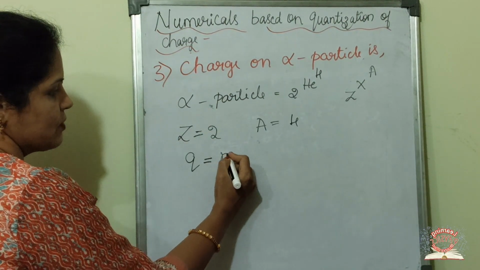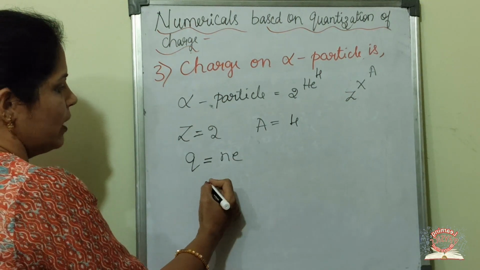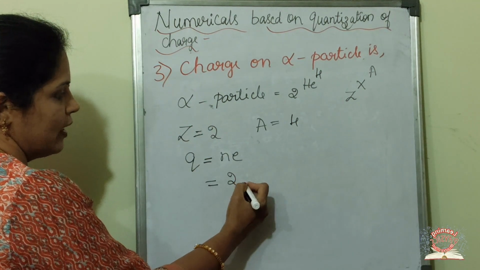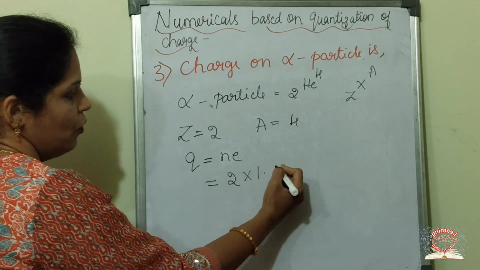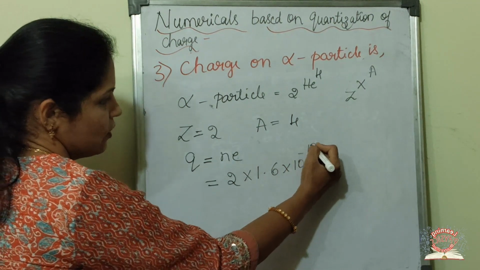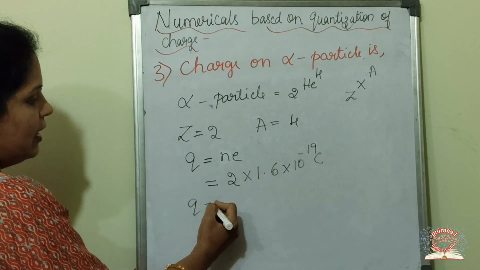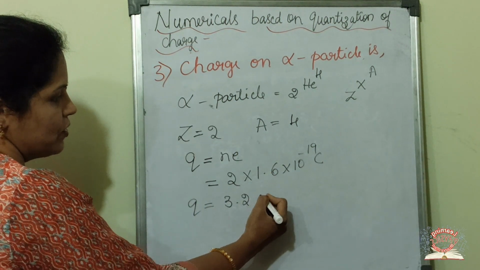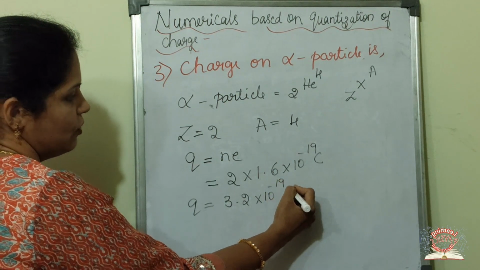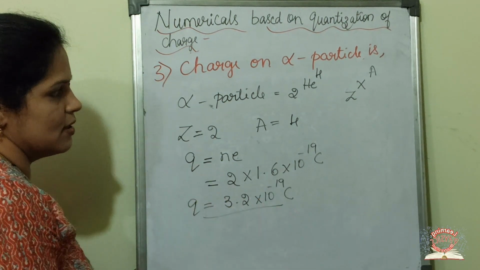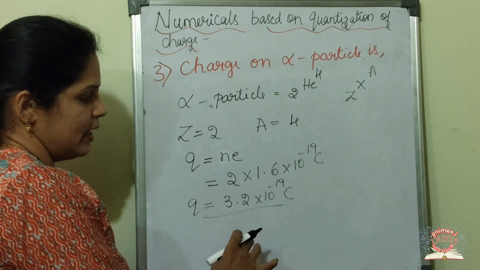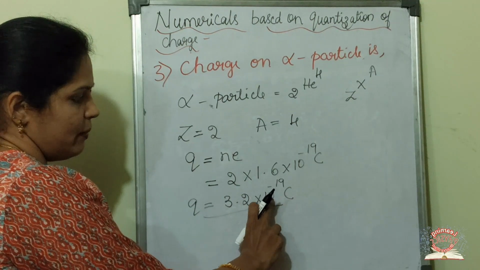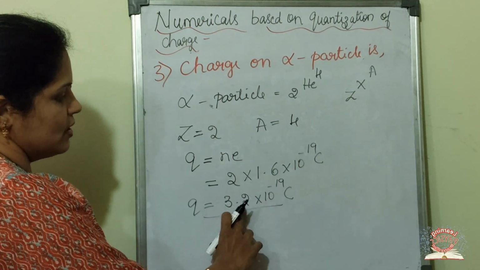Let us write this expression. Q is equal to Ne. How many protons or how many electrons are there? I'll take electrons only. How many electrons are there? 2 electrons. What is the charge of each electron? 1.6 into 10 to the power minus 19 coulomb. So then what is the charge of the alpha particle? It is 2 into 1.6, which is 3.2 into 10 to the power minus 19 coulomb. The options may be 3.2, 4.8, 6.4 or 1.6 like this. Each option has the power 10 power minus 19. So the option is 3.2.